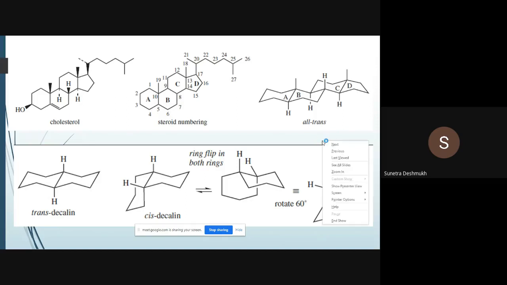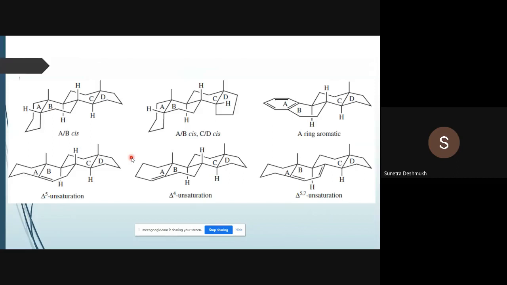Now, how these four rings present in different ways, and how to write all these things. I have given here the possibilities for all four rings, three six-membered rings and one five-membered ring, in which orientation they are present. Here you can see, both A and B rings are cis to each other, and here also cis to each other.